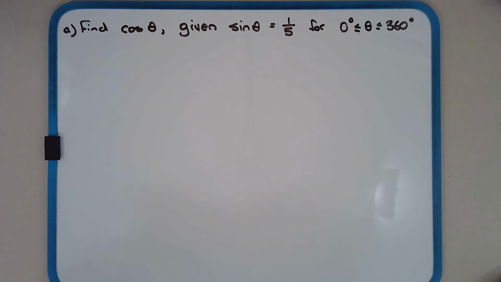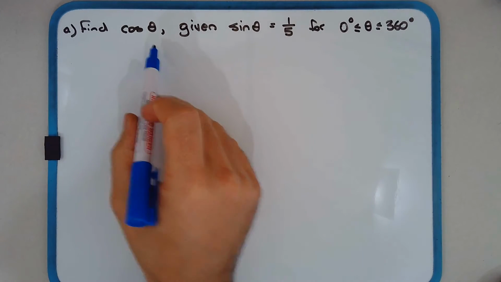In this video, we're going to look at some examples involving angles on the coordinate plane. So this is angles and trigonometry beyond just quadrant 1. The angles could be anywhere from 0 to 360 degrees, or even negative angles for that matter. So let's have a look at example A.